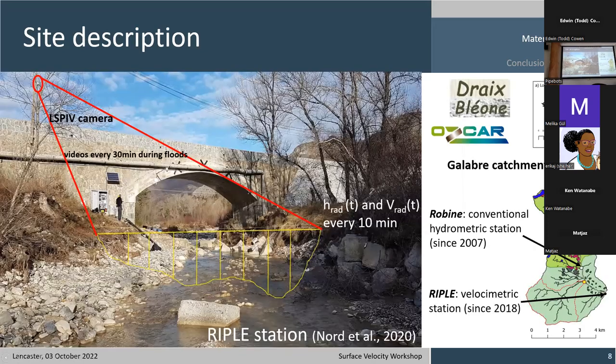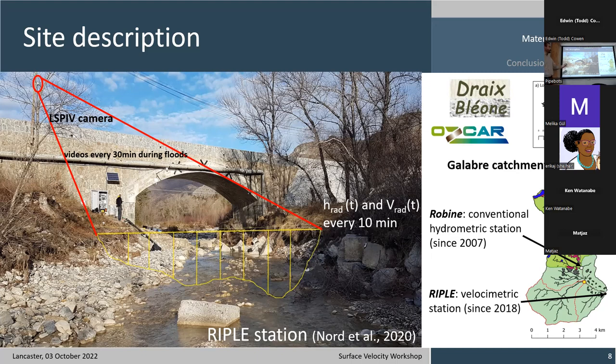Next, we will rely on the data set of an observatory in the Southern Alps of France called Draix-Bléone, which is an erosion and hydrological observatory, part of the French critical zone infrastructure called OZCAR. In this observatory, we have two stations: one conventional hydrometric station since 2007 at the outlet of a 19 square kilometer catchment, and in 2018, we added a second station, a velocimetric station called Ripple, at the outlet of the 34 square kilometer catchment, still on the same river.